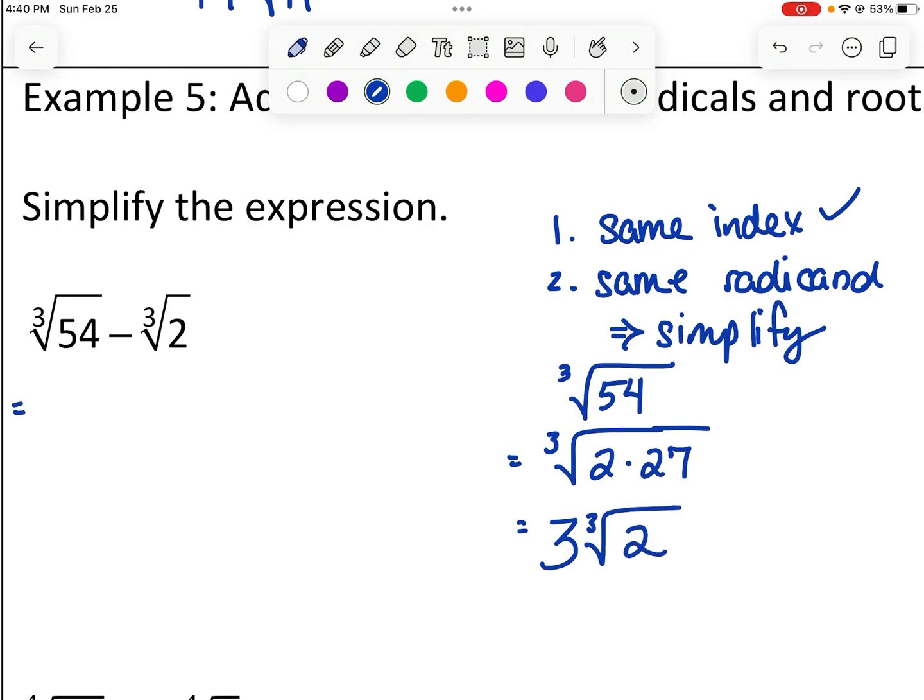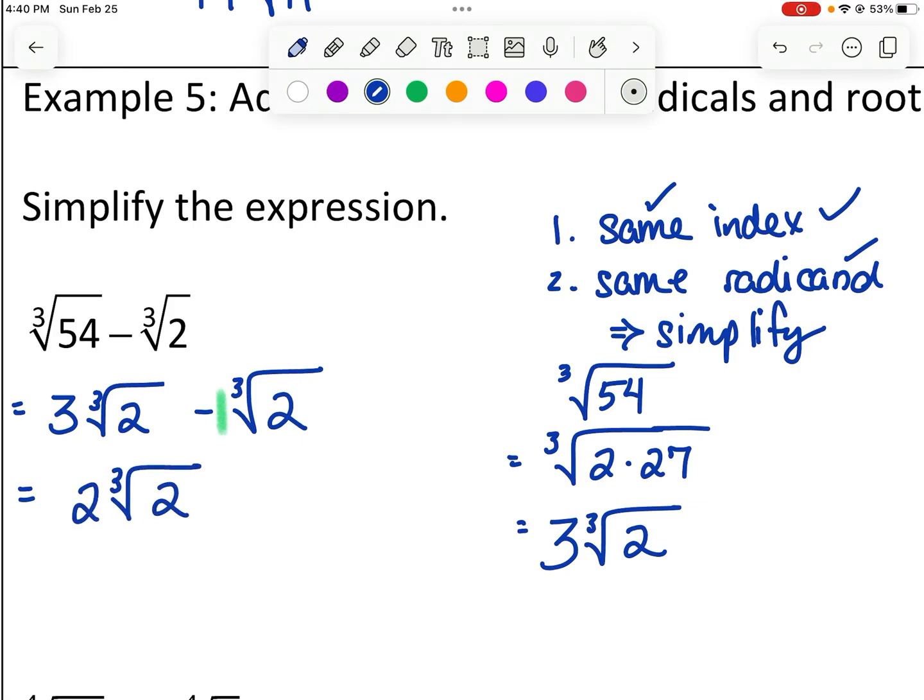So now I can come back over here and I can take out my cubed root of 54 and replace it with 3 cubed root of 2, because those are equivalent, minus the cubed root of 2. Now we have the same index and we have the same radicand. And 3 cubed root of 2 minus 1, if it's helpful for you to put the 1 here, you can, cubed root of 2, leaves us with 2 cubed root of 2. So we're simplifying the root in order to have the same radicand. Once we have the same radicand with the same index, we can combine our like terms.